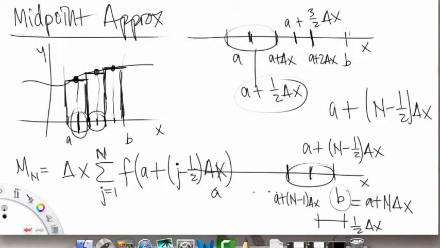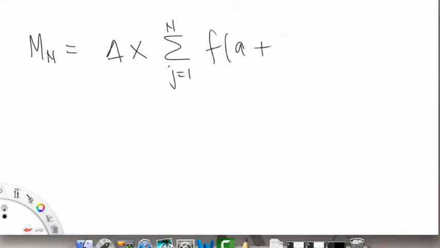I got a little squished in there with the number line, but I'll rewrite it on the next slide. So again, the formula for our midpoint approximation is M sub n is equal to delta x times the sum of j goes from 1 to n of f of a plus, and now we have our j minus 1/2, and then delta x. So just that factor of minus 1/2 added in there.